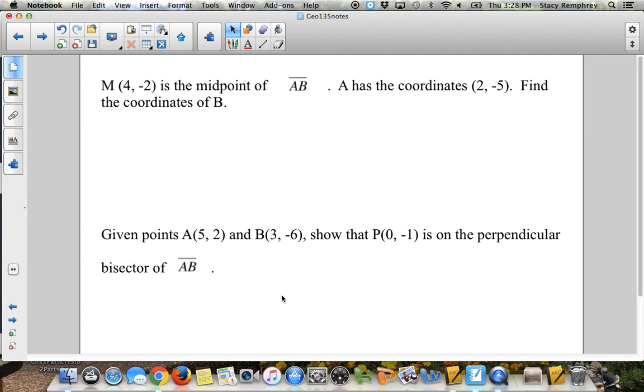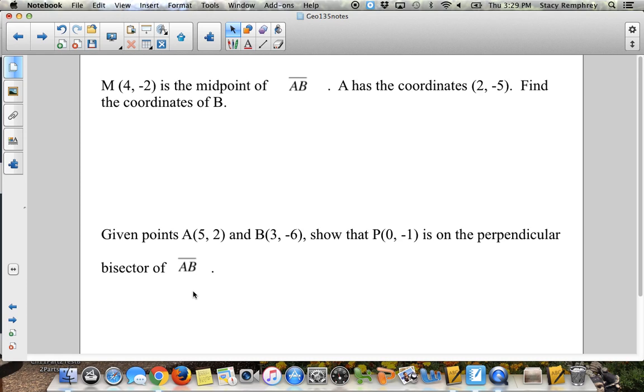All right, then we applied that a bit here. So again, we have M is the point 4, -2. That's the midpoint of segment AB. A has the coordinates 2, -5. What are the coordinates of B? And there's more than one way to do this. Some people might choose a graphing approach to this since the numbers aren't too bad. There's a lot of different ways this was approached.